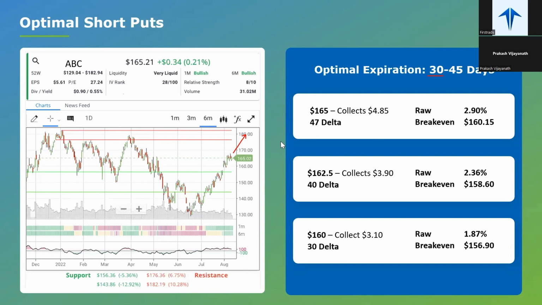So yes, you could keep selling cash secured puts, but your effective break even when you eventually get assigned will continue to increase over time. So prioritize acquisition and go aggressive with your delta. Between 40 and 50 delta is the most optimal.